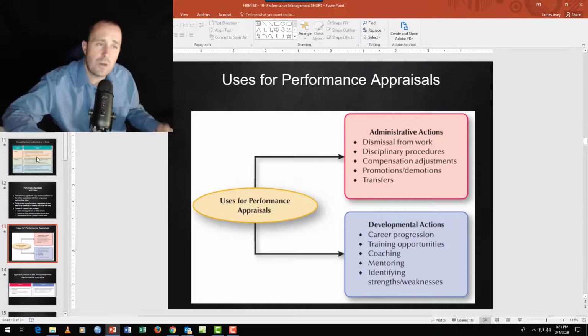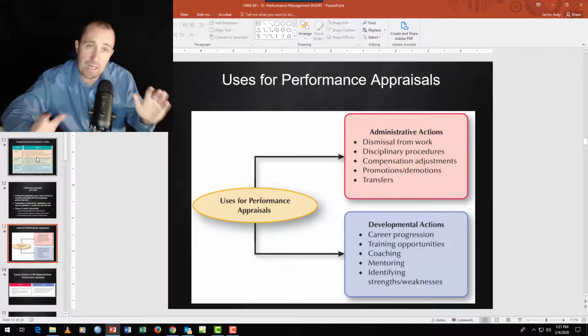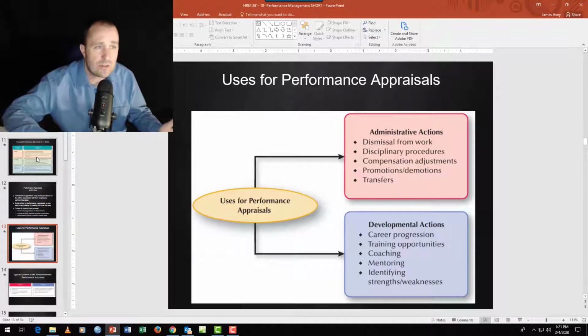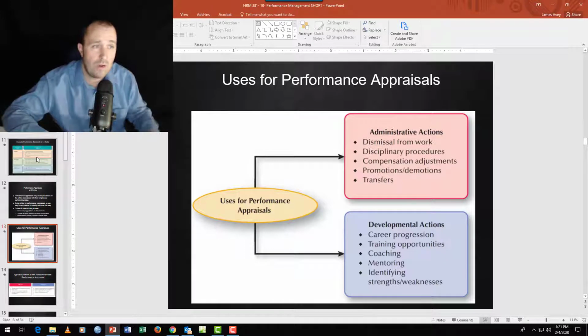As I said, 2 major umbrellas. So this one exercise, some people break it up twice a year, but this one exercise is useful for 2 things. There's an administrative role. We have to have this documentation, this evaluation, to back up our business decisions. And then the other one is a developmental role. That is, where are you going next? What training or development opportunities do you need? Stuff like that. Coaching, mentoring, you can see it.